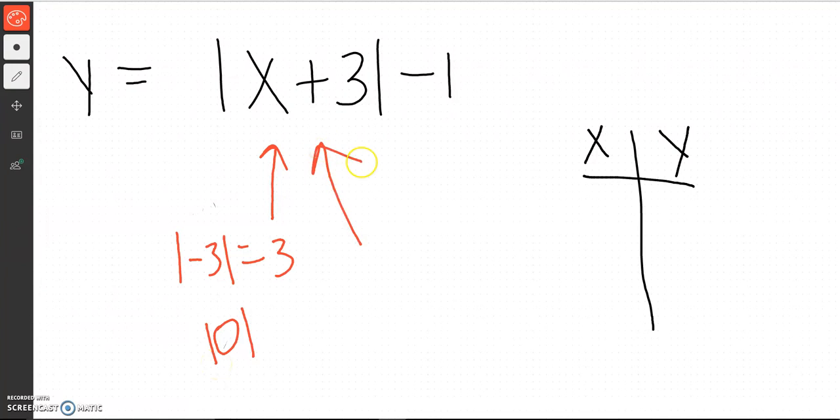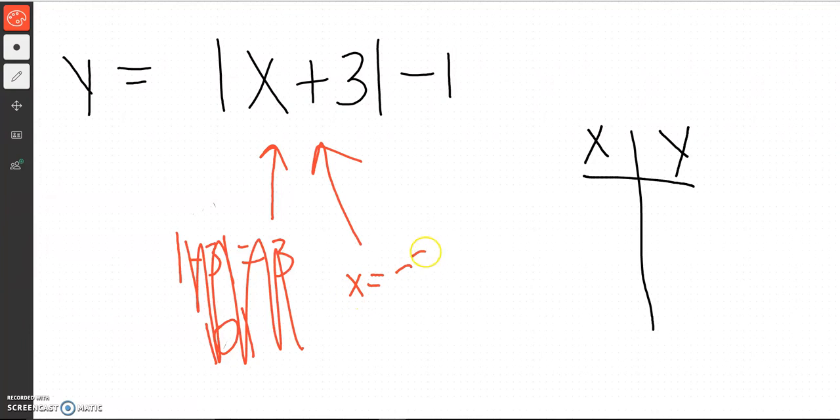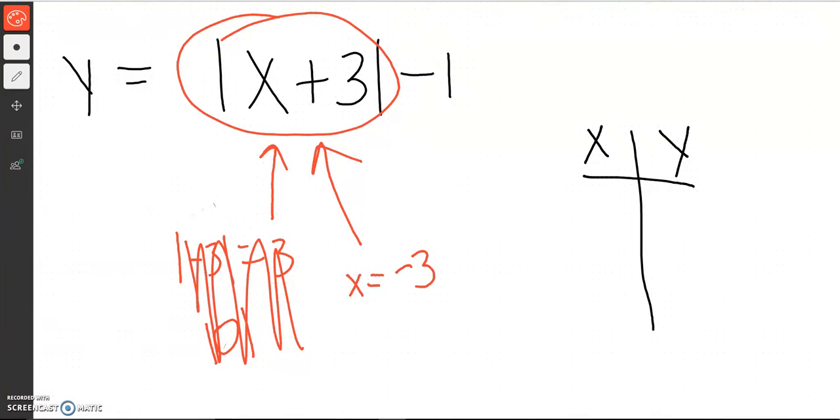So we got to think, what would make this thing right here 0? Well, what would make that thing right here 0 would be if x equals -3. So again, all I'm trying to do is make this part 0, and so it is 0 when x is -3. So that's my vertex. And I plug that in. That's my -3. And -3 plus 3 is 0. And 0 minus 1 is -1.